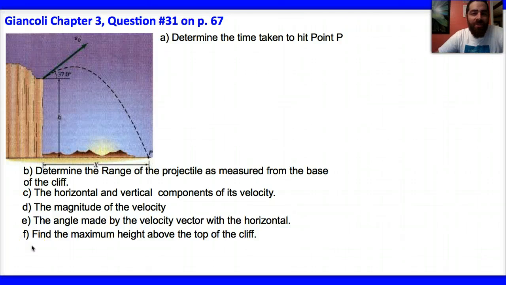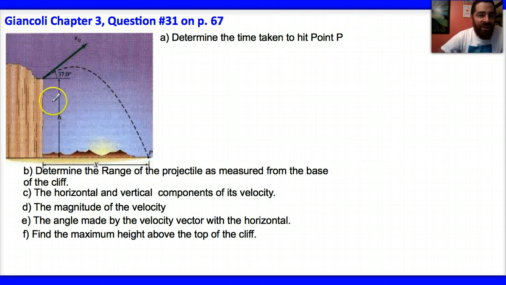This is problem number 31 on page 67 of chapter 3. The problem reads, a projectile is shot from the edge of a cliff, 125 meters above the ground level with an initial speed of 65 meters per second at an angle of 37 degrees with the horizontal, as shown in the figure. The first question is, determine the time taken to hit point P on the ground.